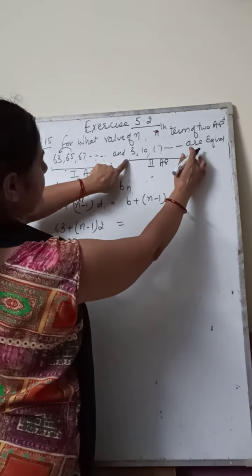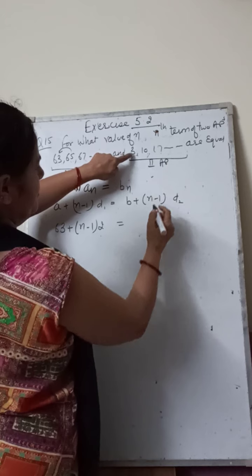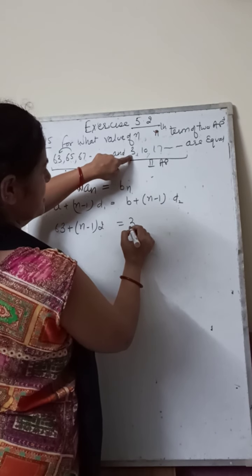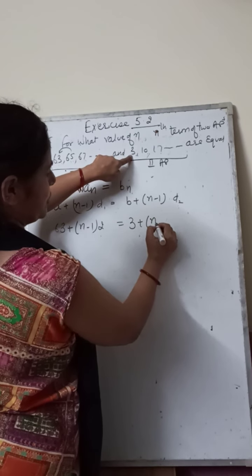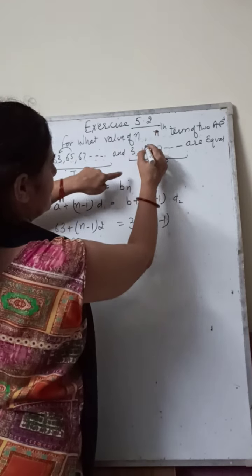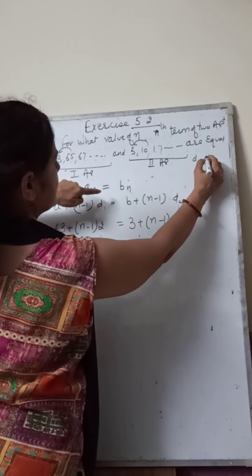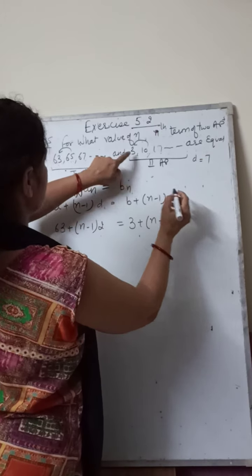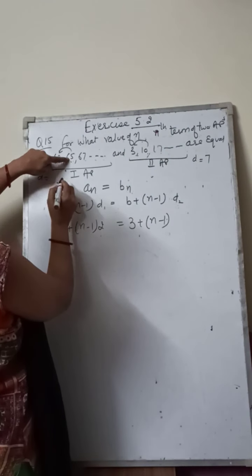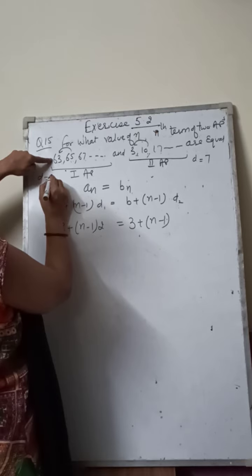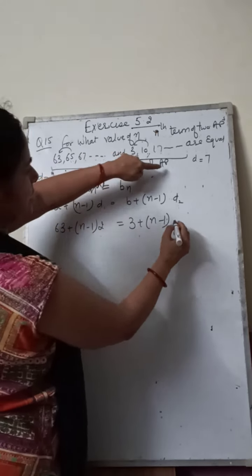And here in this AP, b, that is the first term, is 3, plus n minus 1. What is the difference? d here is 10 minus 3, that is 7. And here d is 65 minus 63, which is 2. Okay. So here you put 7.